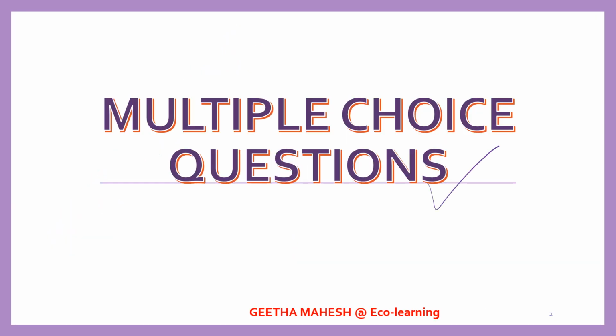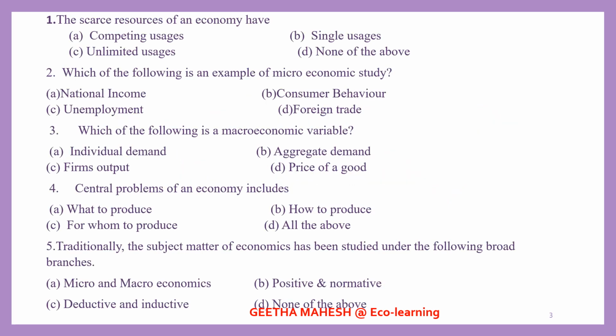Now let us discuss multiple choice questions. The scarce resources of an economy have competing usage. Which of the following is an example of microeconomic study? Microeconomic study, so consumer behavior. Which of the following is a macroeconomic variable? Macroeconomic, so that is aggregate demand. Central problems of an economy: what to produce, how to produce, for whom to produce, so all of the above.